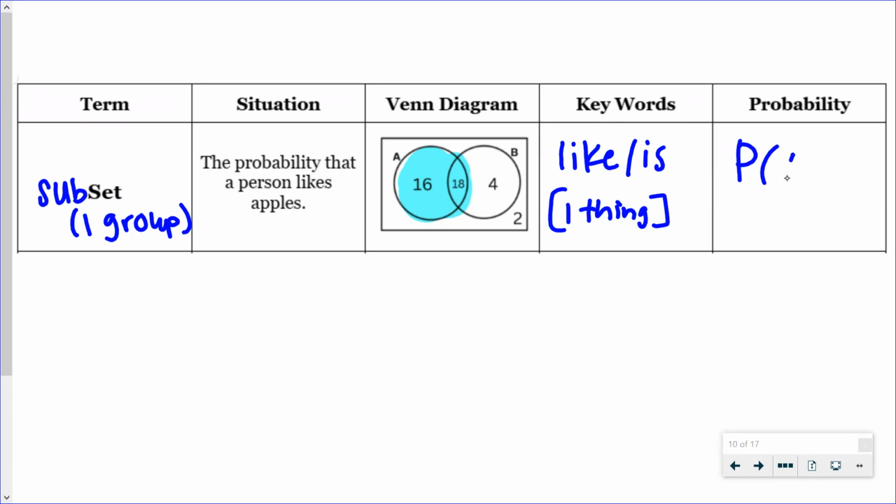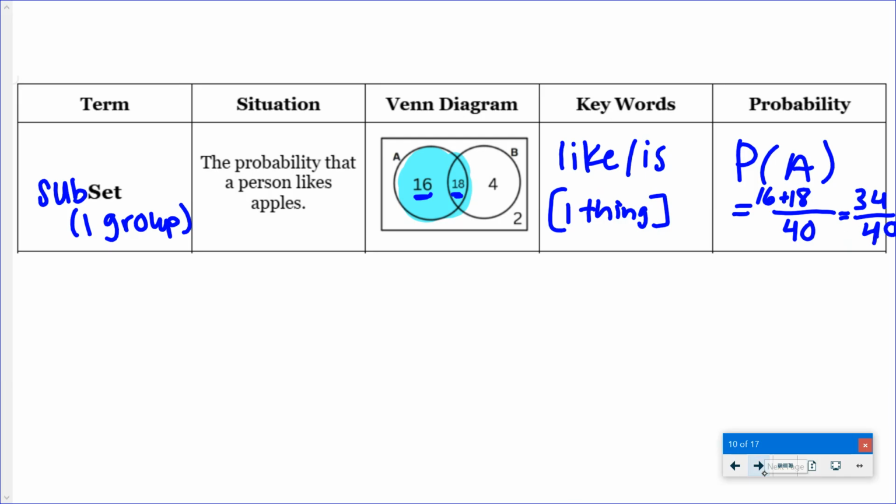So this is the probability of apples, which is equal to, and then we're going to find it the same way. Out of our 40 total people, we have 16 plus 18, which is equal to 34 out of 40. So that's our probability that someone likes apples. That's like what we've been doing as we do just singular probabilities, writing out probabilities, using that sort of idea.